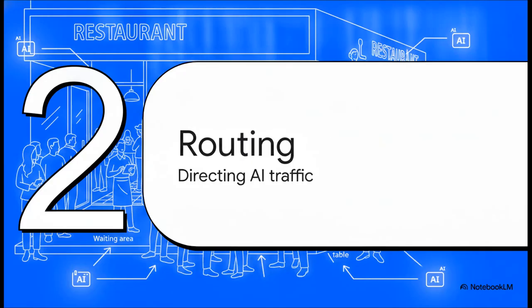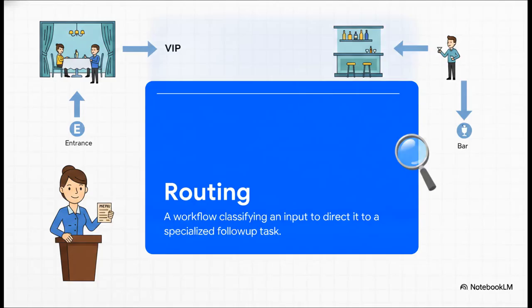Moving on to Section 2, routing for specialized tasks. Let's walk to the front of our restaurant and see how we handle the incoming dinner rush. Second key term to memorize, routing. Routing is simply a workflow that classifies an input and sends it off to a specialized downstream task. Think of it exactly like the restaurant's hostess. When customers walk in, the hostess directs the traffic.